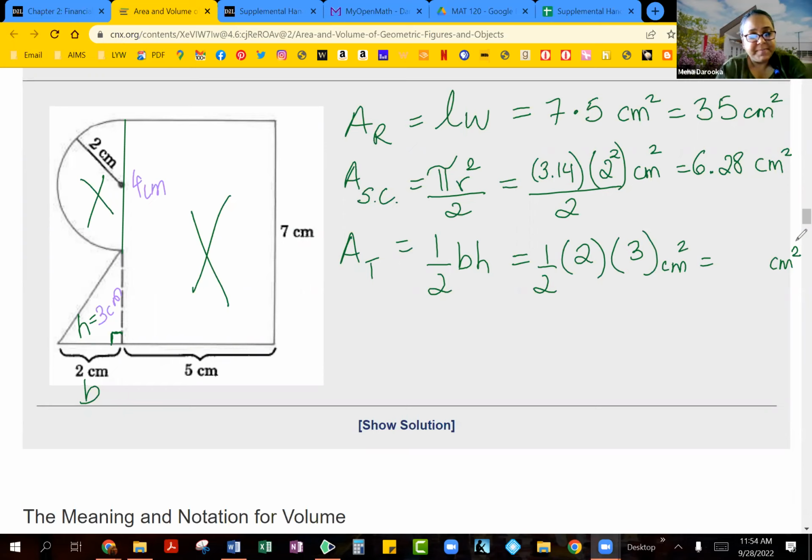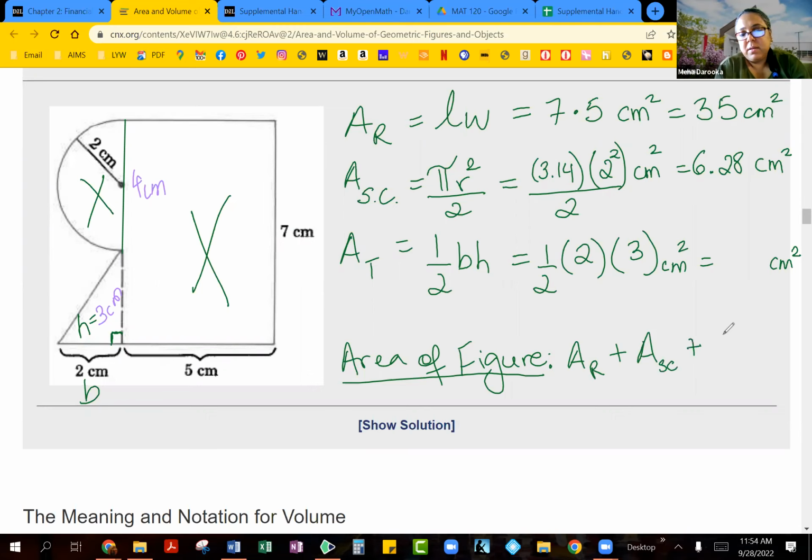Amanda, very nice. Okay, for the rest of you, what are you getting as the area of the triangle here, guys? And then when you add all 3 together, you should end up with the total area of the figure that we had.